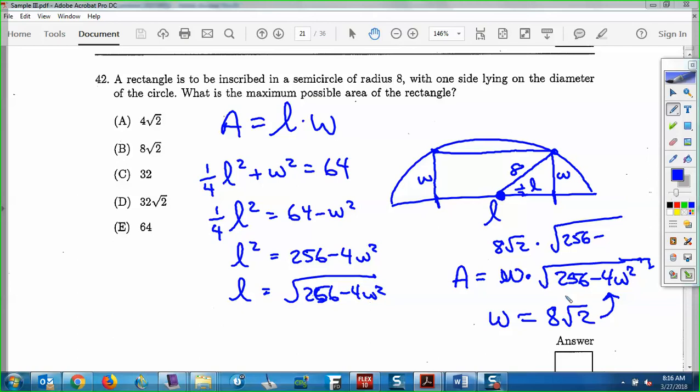Okay, and then 4 square root of 2 squared would be 32 times 4, 128, square root of 128 times 8 square root of 2. And the final answer comes out what? 64. Okay.